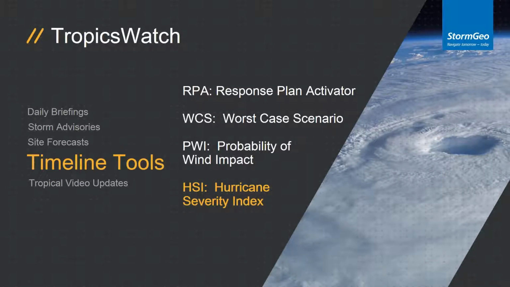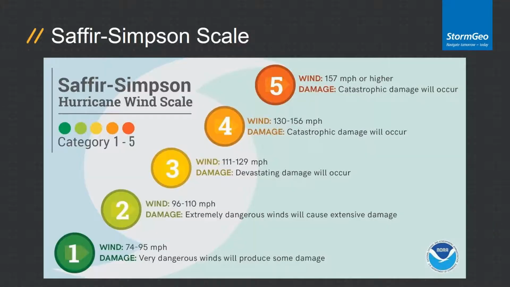Finally, our Hurricane Severity Index is a tool that we use. Now, everyone, I would assume, is very familiar with the Saffir-Simpson scale. That's been around for a very long time. It's a great tool. We include it in most of our forecasts as well. There are some limitations to it, though.